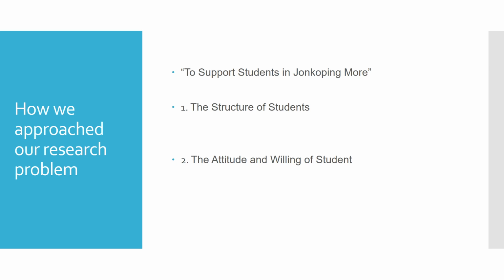Now, about how we approach our research problems. As we know, the main aim of our research is to help IKEA support students in Yanxuping more, which means we should know students more and know what they want more. The first thing is the structure of the students: which year they are in, which program they are in, whether they are bachelor or master students, and how many years they would spend in Yanxuping. Are they single or married? Do they have children? This kind of information would help IKEA base a strategy on the students. And the second thing is the detailed attitude and willingness of students, the demand of the students.